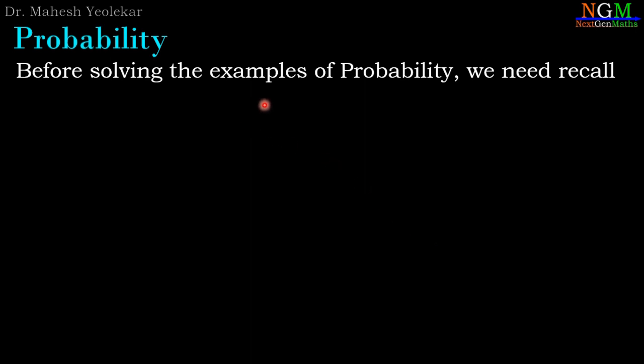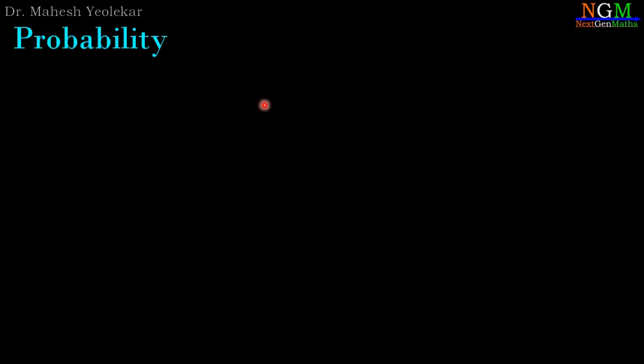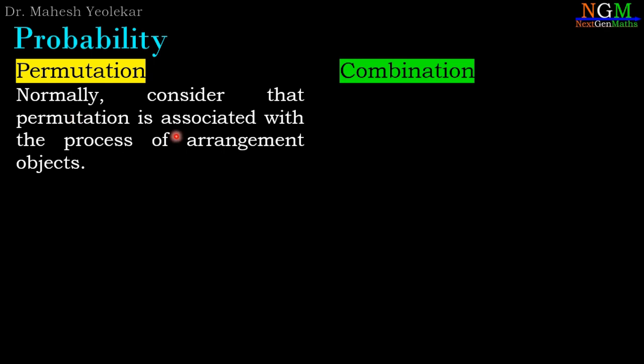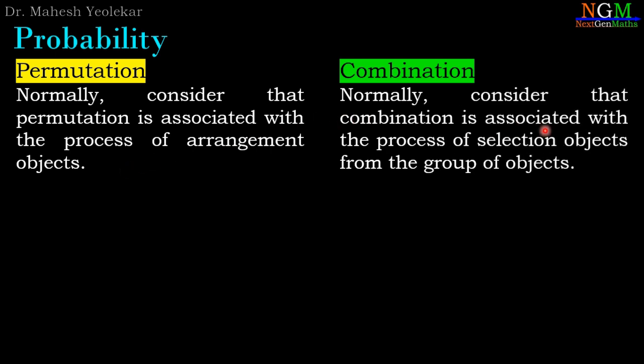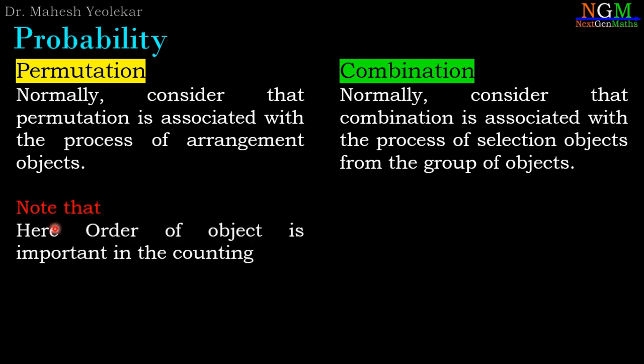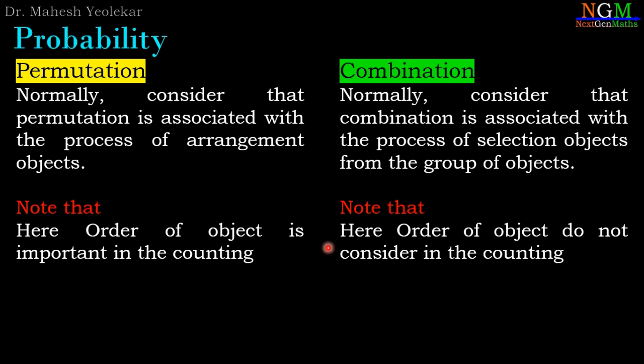Before solving the examples of probability, we need to recall basic concepts like permutation and combination. Normally, permutation is associated with the process of arrangement of objects, while combination is associated with the process of selection of objects from a group of objects. In case of permutation, the order of objects is important in the counting, while in case of combination, the order of objects is not considered in the counting.